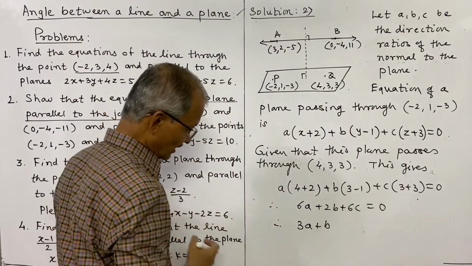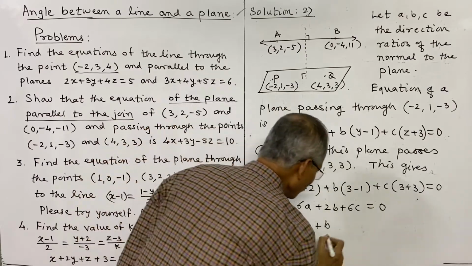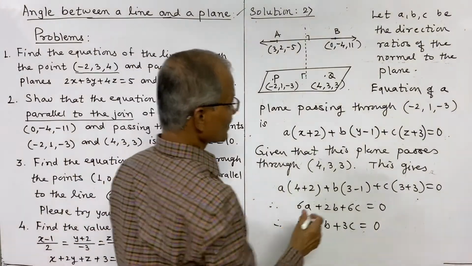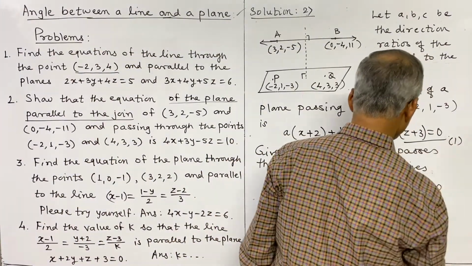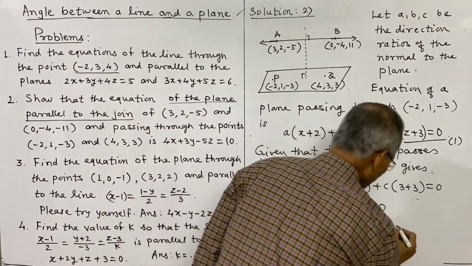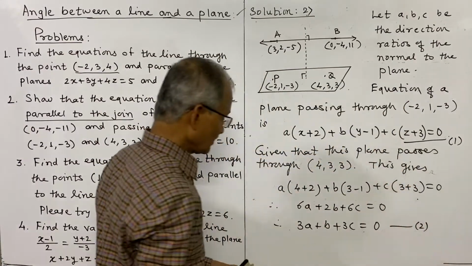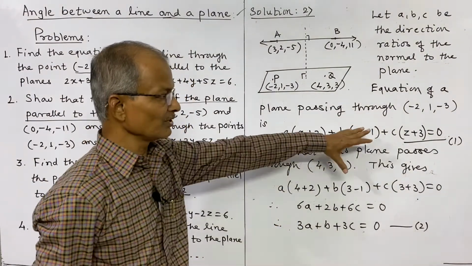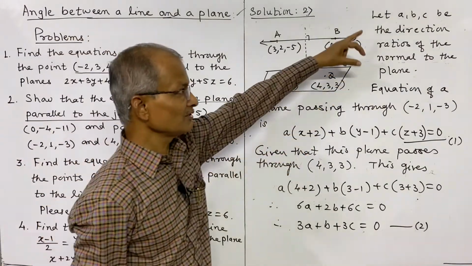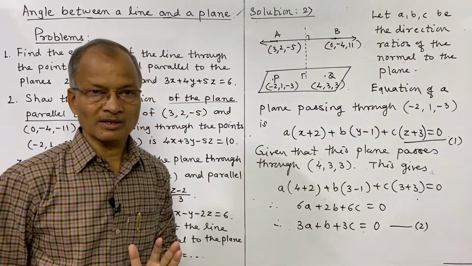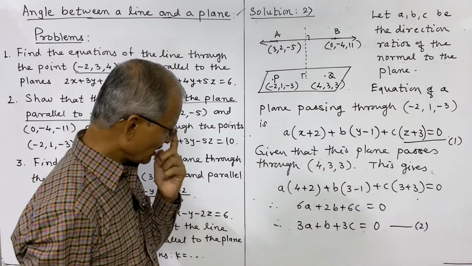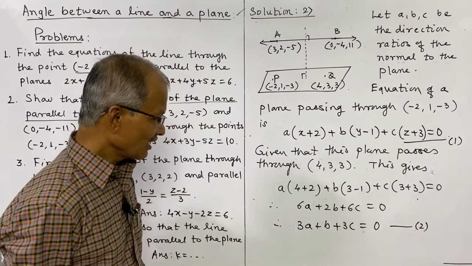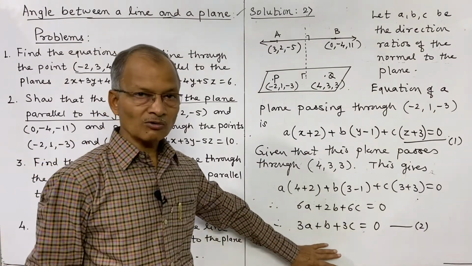I should check the calculation. We are dividing by 2: 3a plus b plus 3c is equal to 0. Now we will suppose this is equation number 1, and this we shall suppose equation 2. Thus we have obtained one relation between a, b, c. Our purpose is to find the values of a, b, c. Once we get the values of a, b, c, which are the DRs of the normal, the equation of the plane is obtained. But to get the proportional values of a, b, c, we require two such relations. Now one relation we obtained in a, b, c. How do we obtain the second relation?